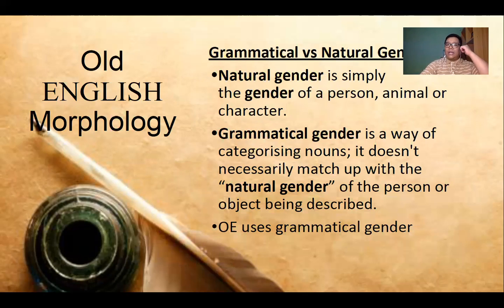Now, in terms of grammatical and natural gender, we have natural gender, which is simply the gender of a person, animal, or character. But they also had grammatical gender observed in the Old English text. It is a way of categorizing nouns. It doesn't necessarily match up with the natural gender of the person or object being described. And Old English used not natural gender, but grammatical gender instead.